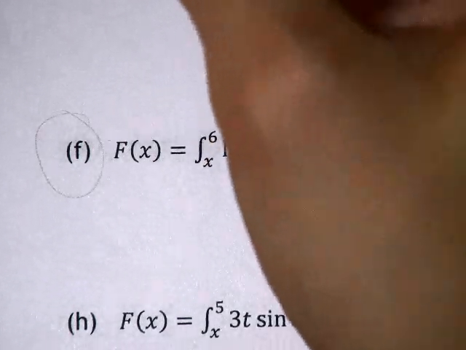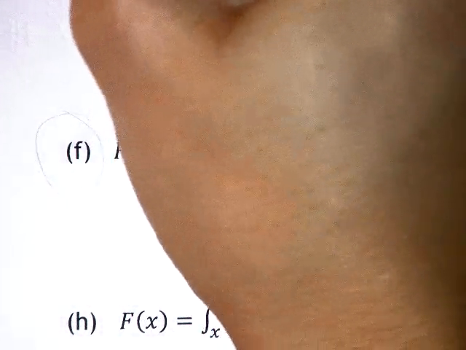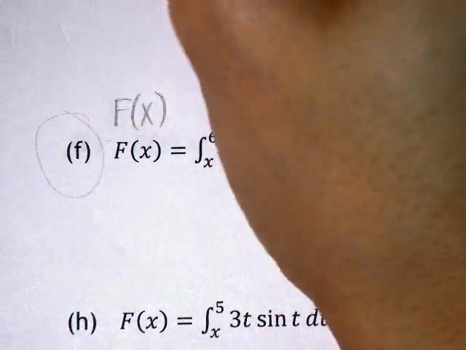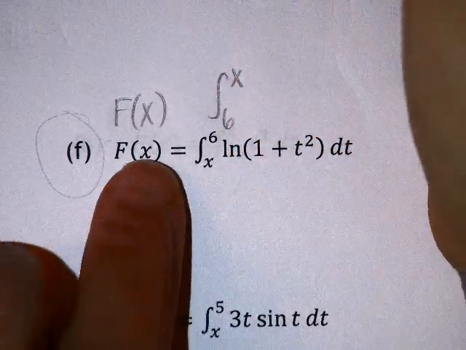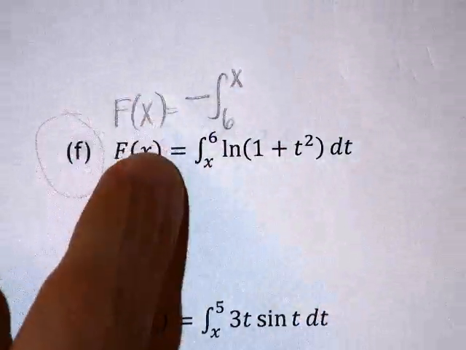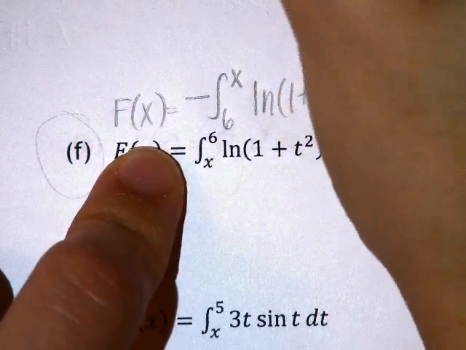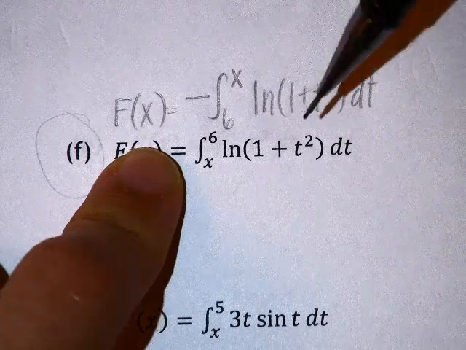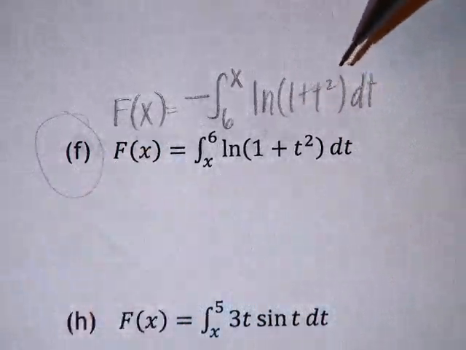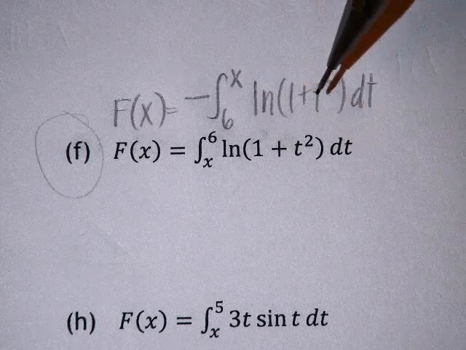So for this particular question, what we know we need to do is rewrite it so that the x and the 6 are switched, which we are allowed to do as long as we put a negative in front of the integral. Everything about the integral itself stays exactly the same. The function stays the same, the dummy variable stays the same, at least for a second, the dt stays the same, everything stays the same.